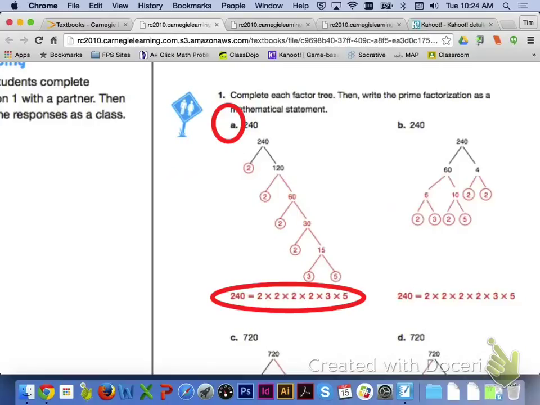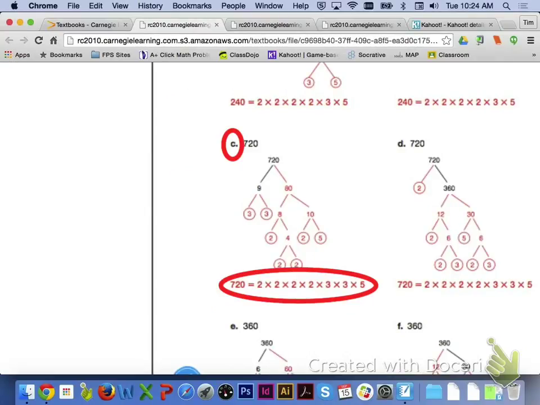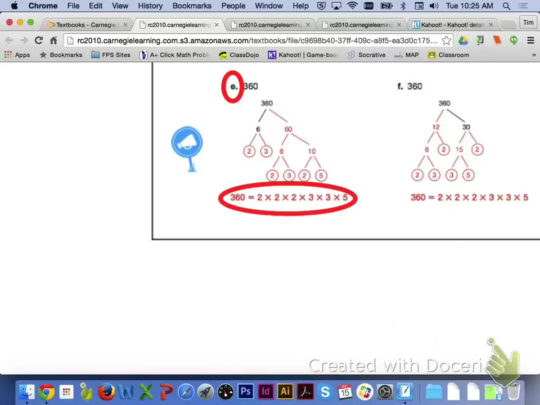If we take a look at letter A, the prime factorization for 240, 2 times 2 times 2 times 2 times 3 times 5. For letter C, 720, it would be 2 times 2 times 2 times 2 times 3 times 3 times 5. And for letter E, 360, 2 times 2 times 2 times 3 times 3 times 5.